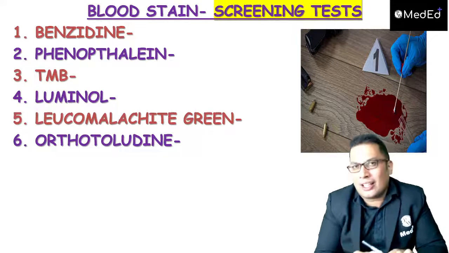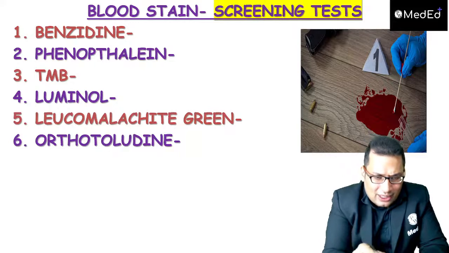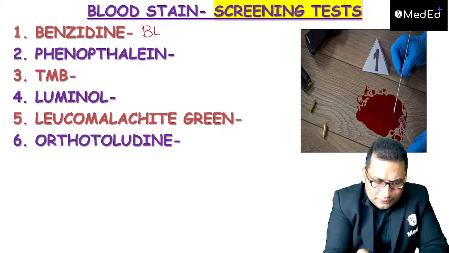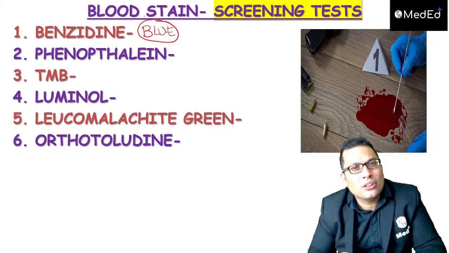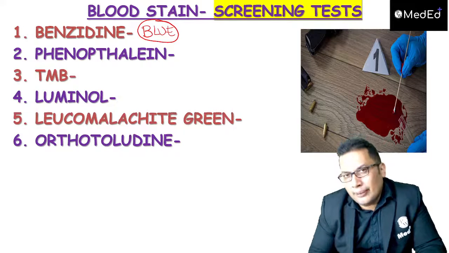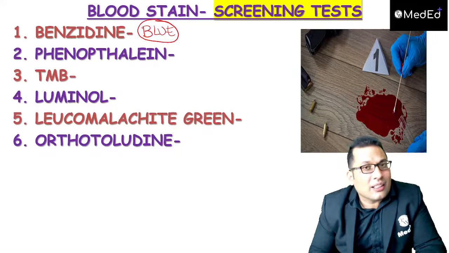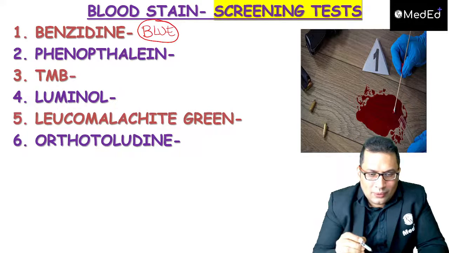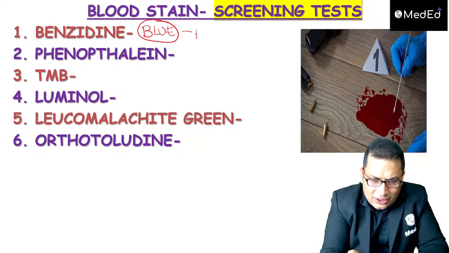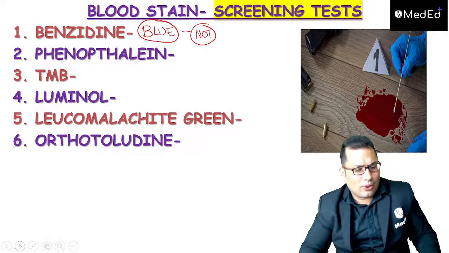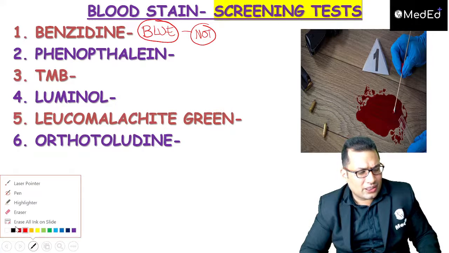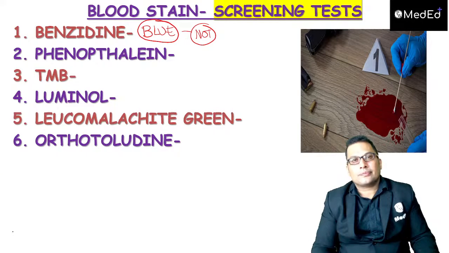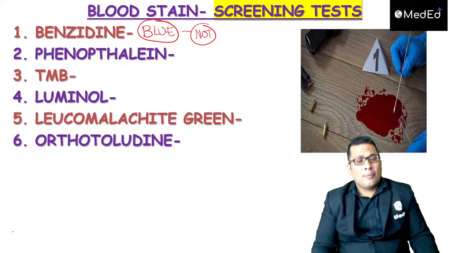So let's see what is the color of benzidine. The benzidine color is blue. So when benzidine reagent is used in identifying blood stain, the color is blue, and this test is not used nowadays. Why? Because benzidine causes bladder cancer. That's why it is not used.